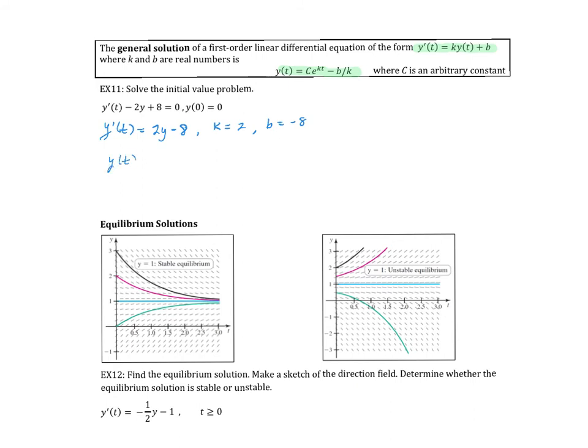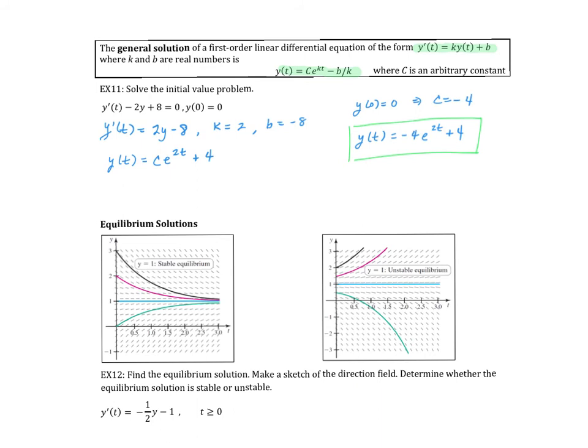My solution, the general solution, is simply c times e to the 2t, so kt, plus, it's a minus, but b is negative, so it'd be a plus, b over k is just 4. So if you do have a differential equation of that form, then this is going to be the general solution. In this particular problem, we have the initial condition that y of 0 is equal to 0, which gives me 0 is equal to c plus 4, so c is equal to negative 4. And then my solution is y of t equal to negative 4 e to the 2t plus 4.